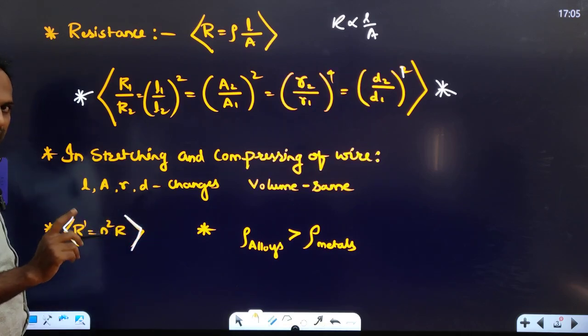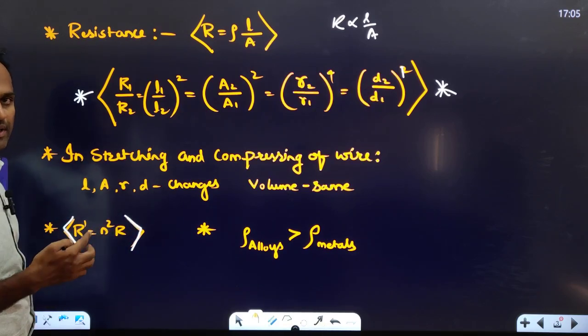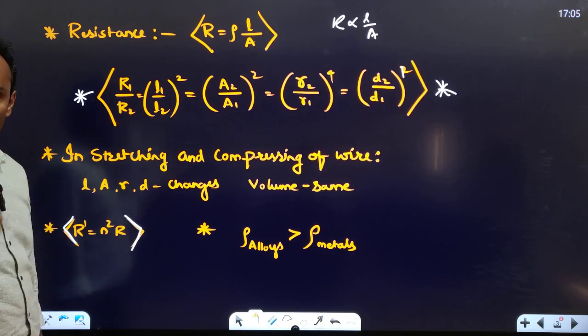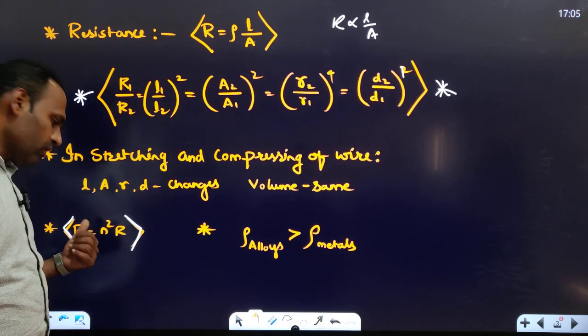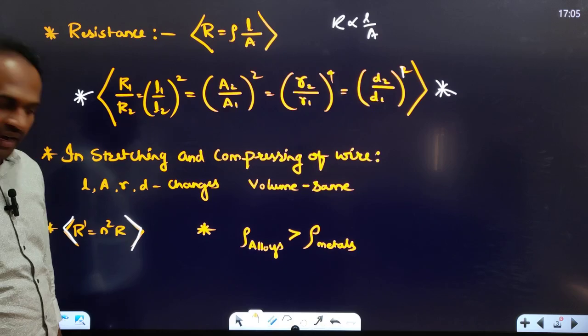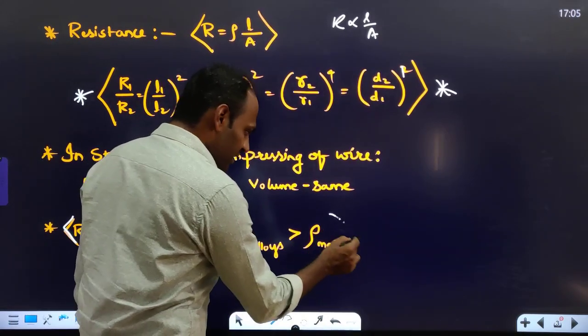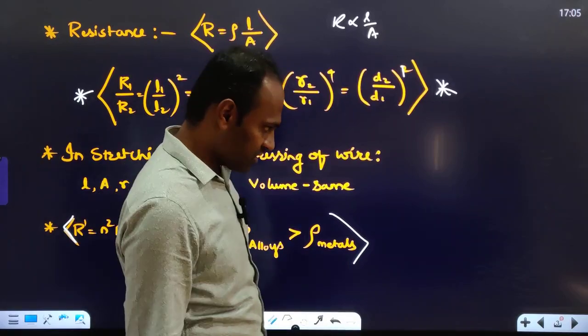Now if a wire is stretched 2 times its original length, then n is equal to 2, so n square will be 4, so 4 times of R it will be there, right? So like that, new resistance you have to calculate. Resistivity of alloys is greater than resistivity of metals or conductors, right?